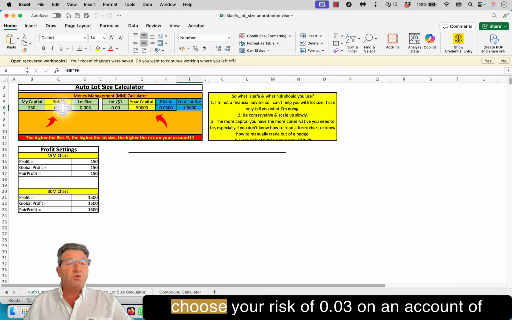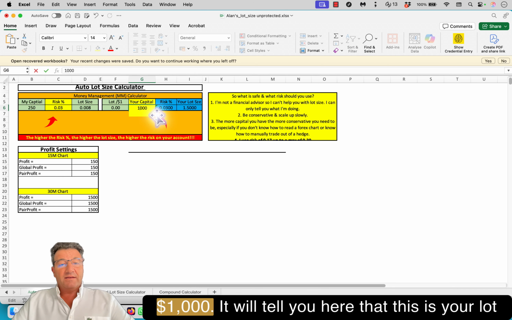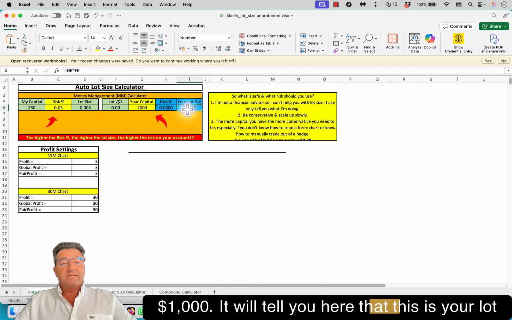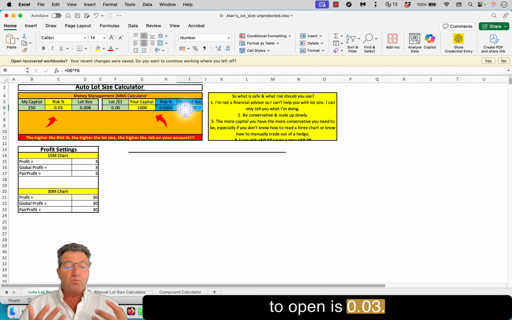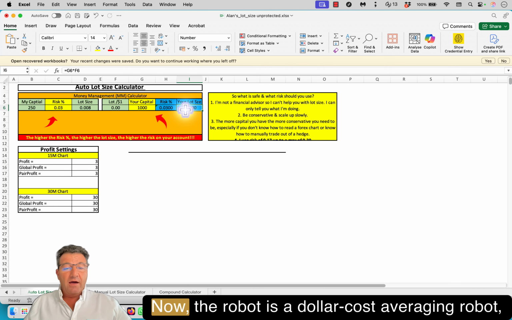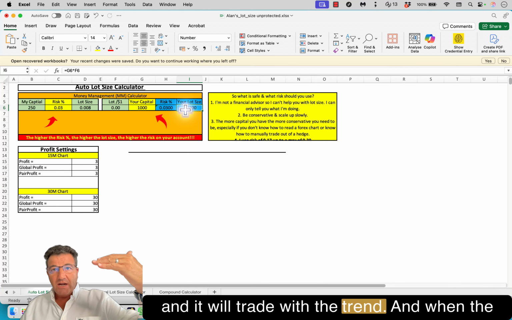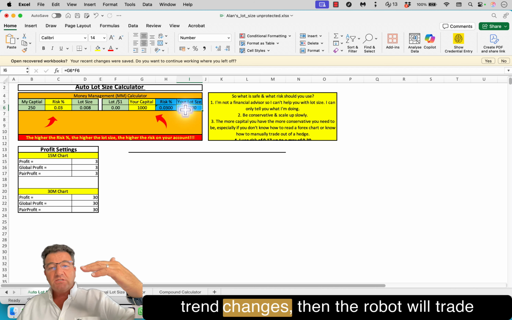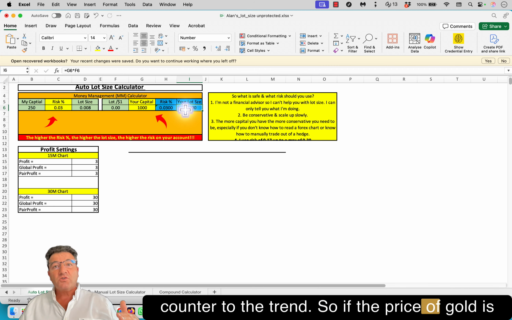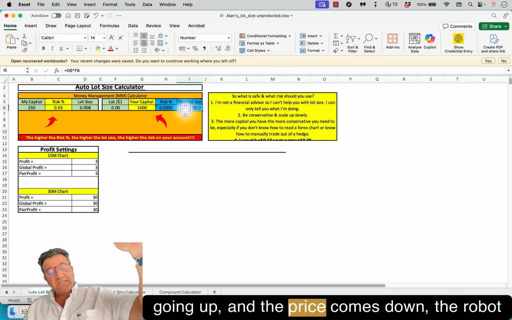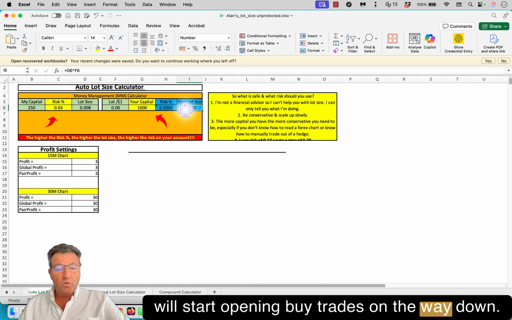Let's say you choose your risk of 0.03 on an account of $1,000. It'll tell you here that the lot size the robot is going to open is 0.03. Now, the robot is a dollar cost averaging robot, and it will trade with the trend. And when the trend changes, then the robot will trade counter to the trend. So if the price of gold is going up and the price comes down, the robot will start opening buy trades on the way down.